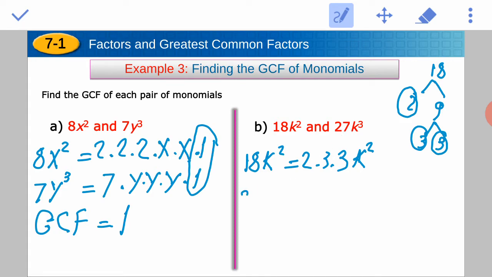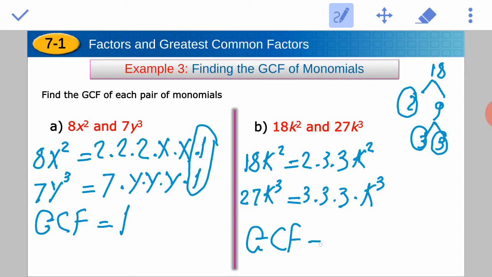Take 27k to the power 3. The prime factoring of 27 is 3 times 3 times 3 times k to the power 3. We're going to copy k to the power 3. To get the GCF of these two monomials, I'm going to circle any pair of common factors I find between the first one and the second one.